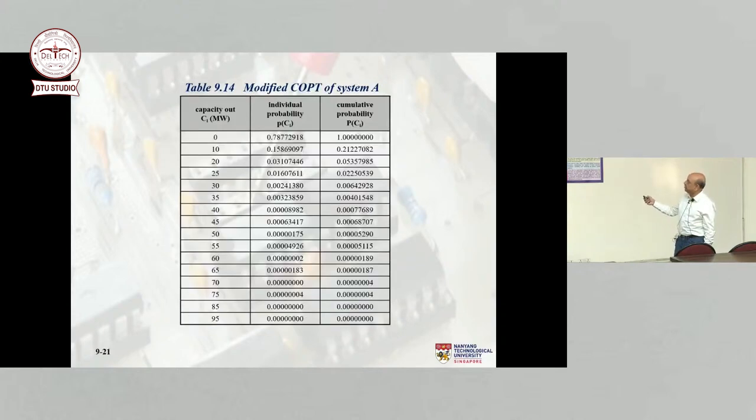Okay, and then we obtain the modified COPT, and then the cumulative probability of 50 or more out is this one, 0.405290. That's the risk in the system, the new risk in the system. Clear?